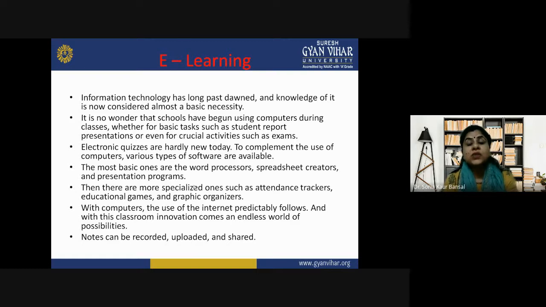Then there are more specialized ones such as attendance trackers, educational games, and graphic organizers. These are really very helpful for the teachers. With computers, the use of the internet predictably follows, and with the classroom innovation comes an endless world of possibilities. So notes can also be recorded, uploaded, and shared.